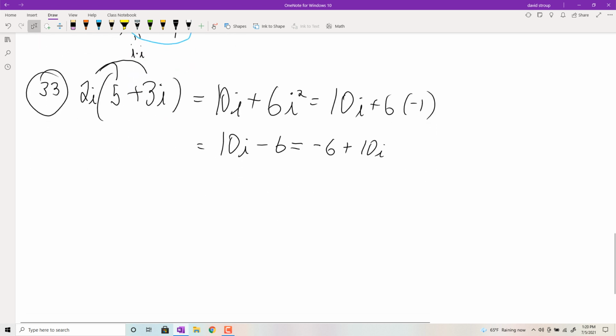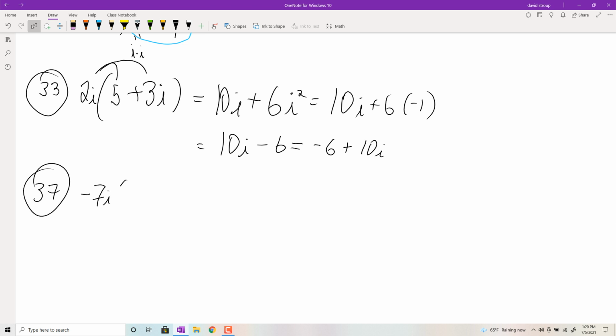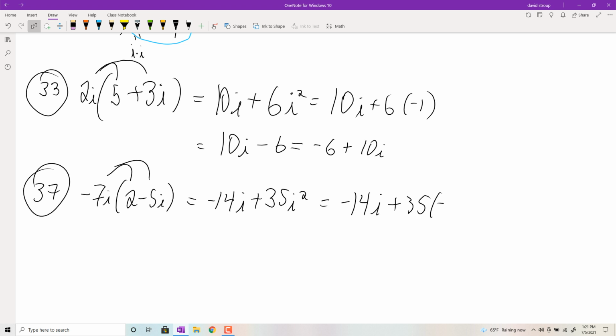Okay, let's do 37. So here I have negative 7i times 2 minus 5i. Again, you're just distributing. So you get negative 14i plus 35i squared. Simplify the i squared part now. Plus 35, i squared is negative 1. So we get negative 14i minus 35. And then, of course, put it into the standard form. Negative 35 minus 14i. Okay.